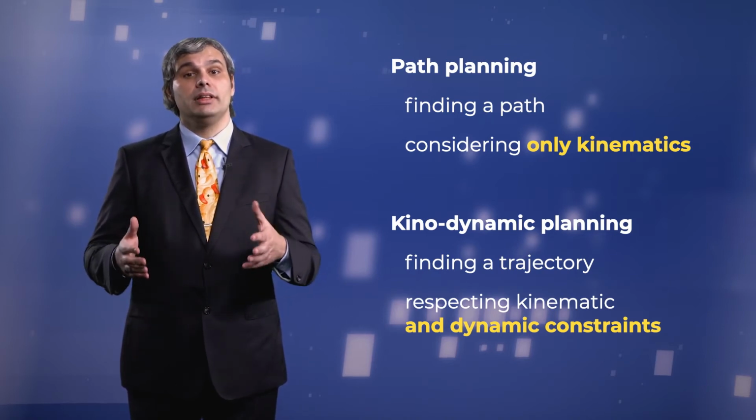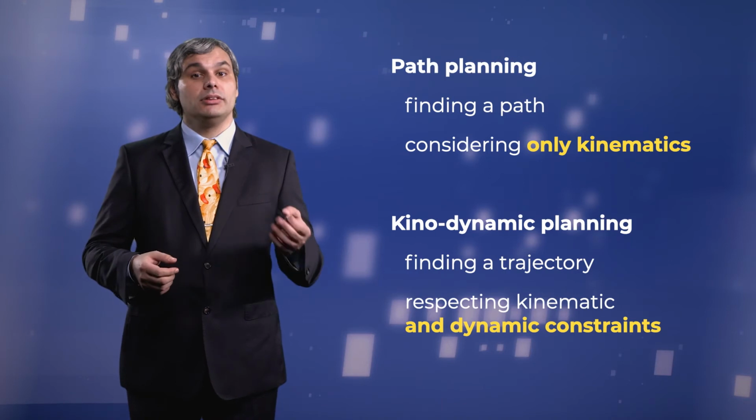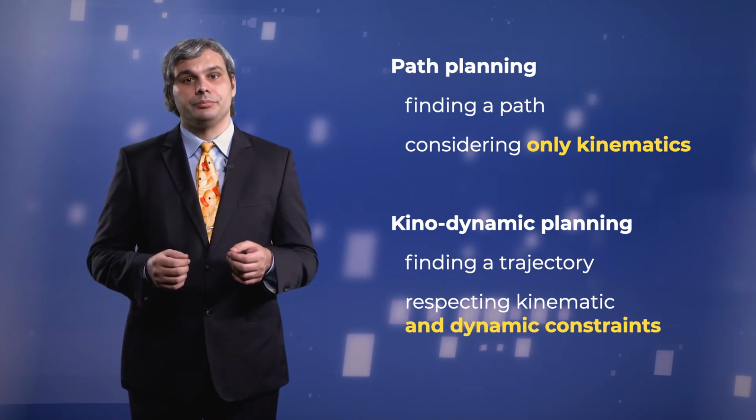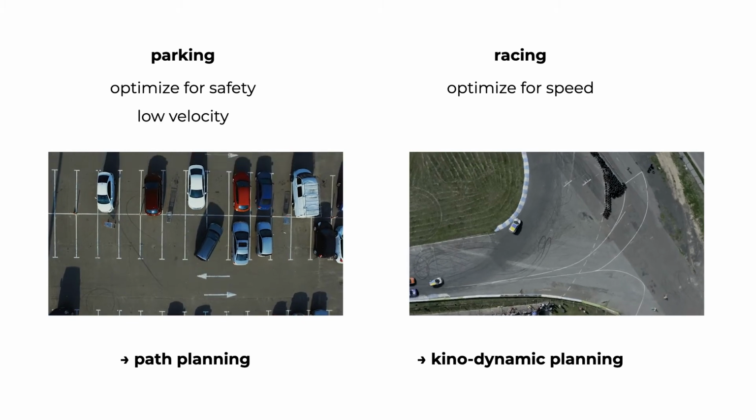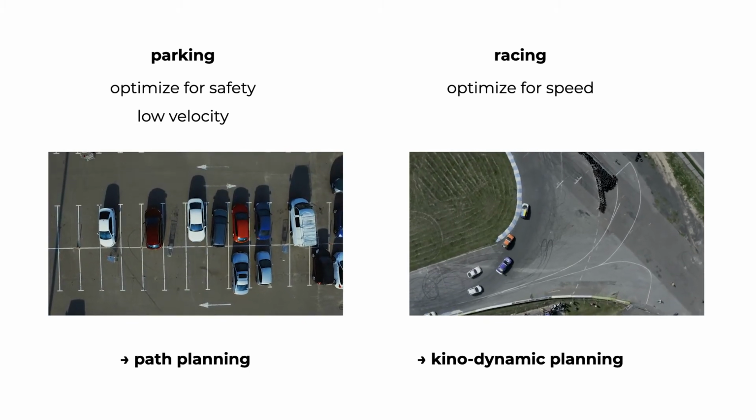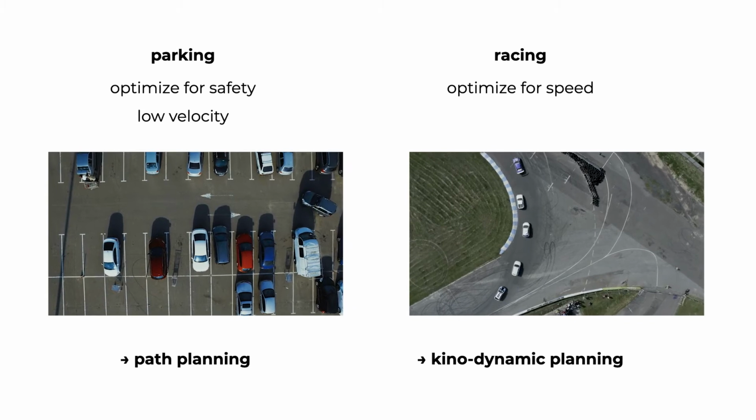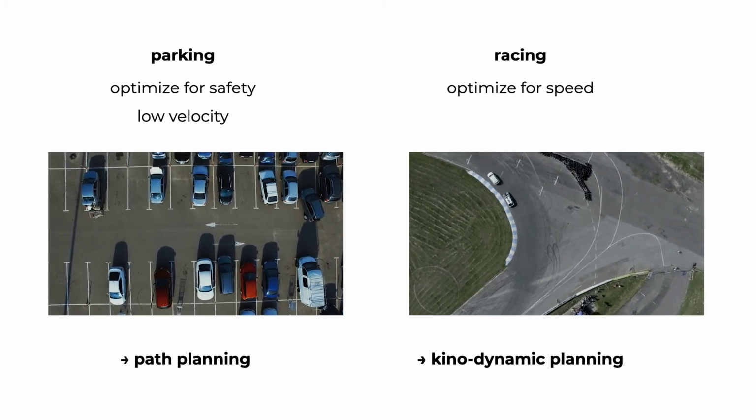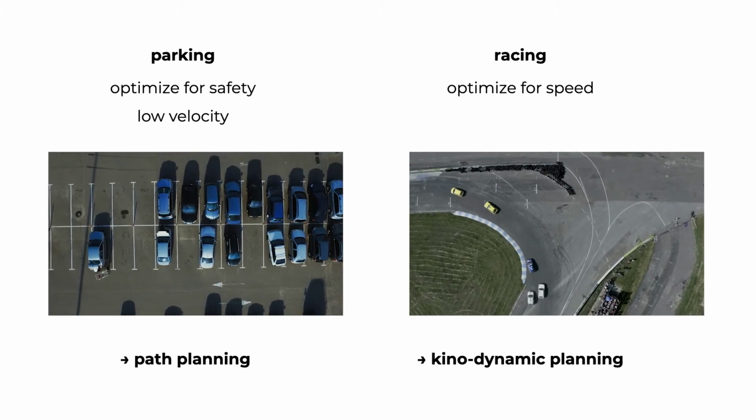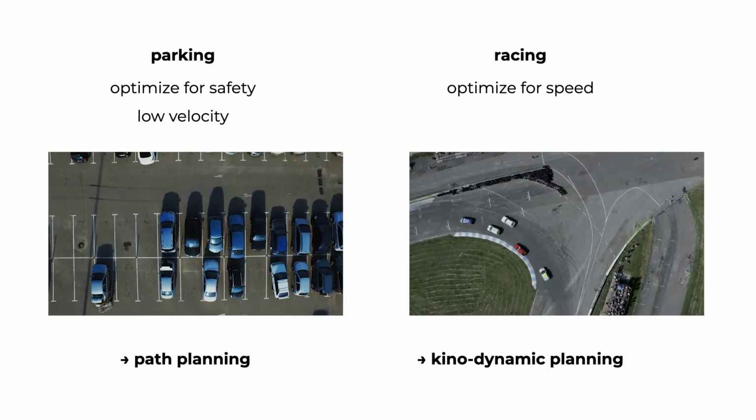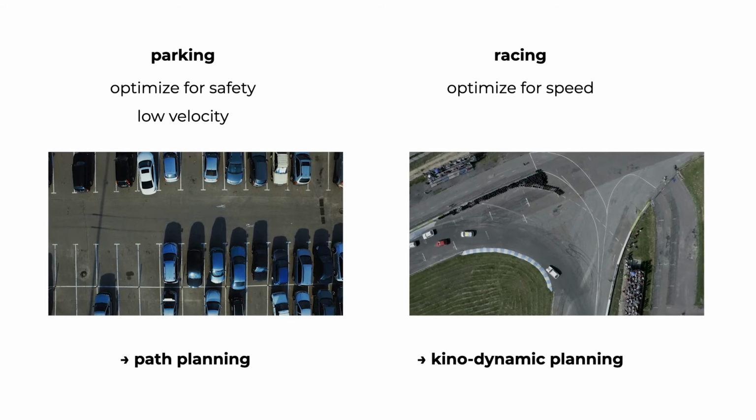This more than doubles the dimensionality of the problem, but it allows us to find more efficient solutions. The analogous situation for vehicles would be considering parking versus racing. For parking, you don't care that the maneuver is particularly fast. Rather, you care that the maneuver is safe, and maybe you want to maximize the distance to the obstacles. In this case, path planning is what you want.